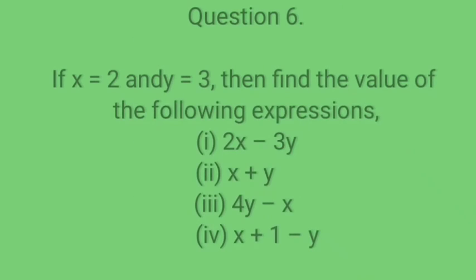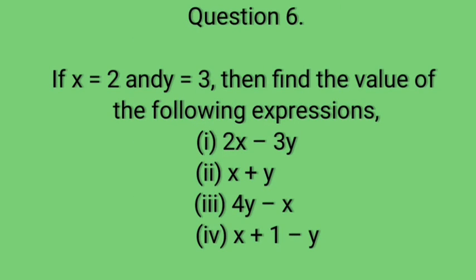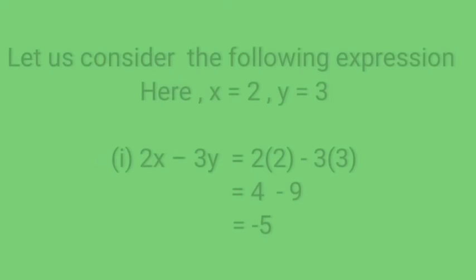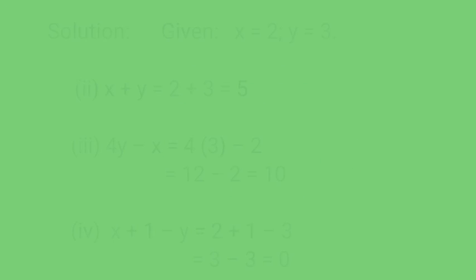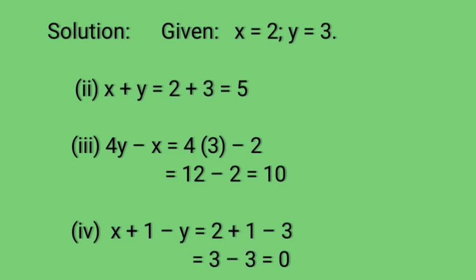Let us see exercise number 3.1. In question number 6, they are given the value of x and y, and they are asking us to find the value of the expressions. For finding the value of the expression 2x minus 3y, we have to use the values of x and y. By simplifying, we get the value of the expression 2x minus 3y as minus 5. Similarly, we can find the values of the other expressions with this same method.